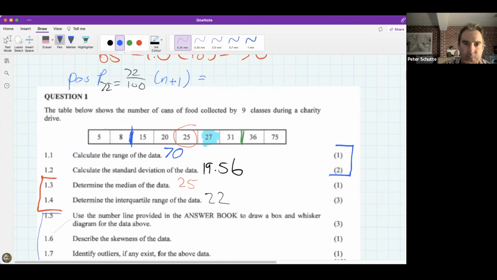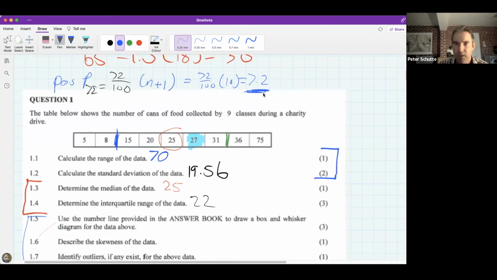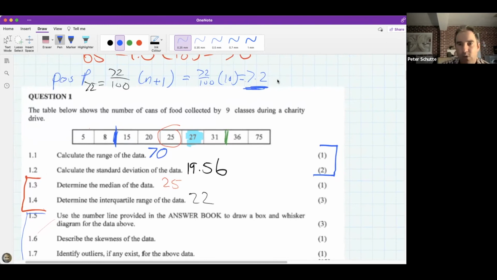And now what is its position? It is going to be 72 over 100 times n plus 1. N is 9. So it's position 7.2. Now, how do we find position 7.2? Well, when we deal with percentiles, we don't average out. We go to the nearest value. So what is the nearest value? It's 7. So this is the 7th position.